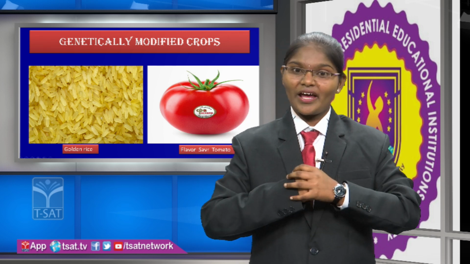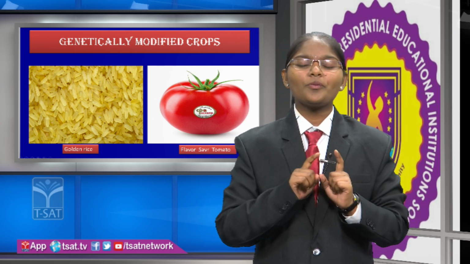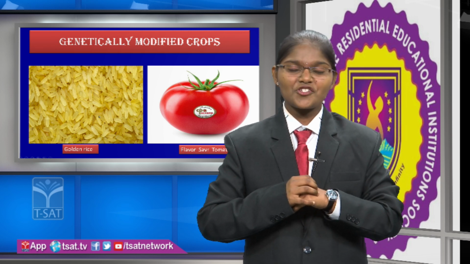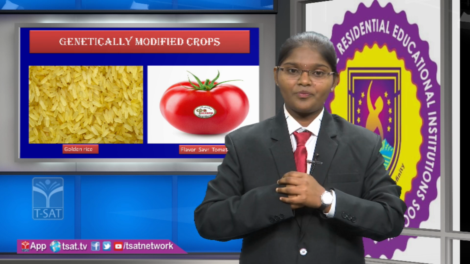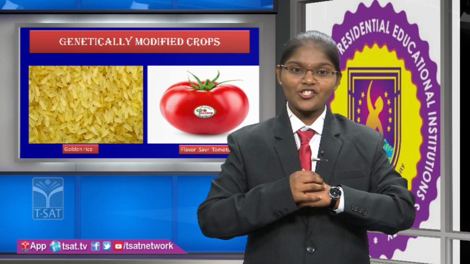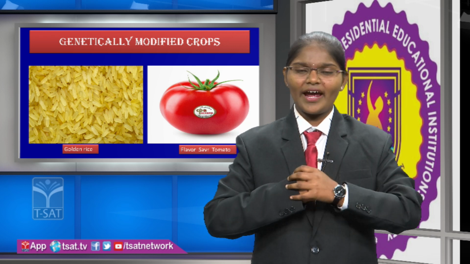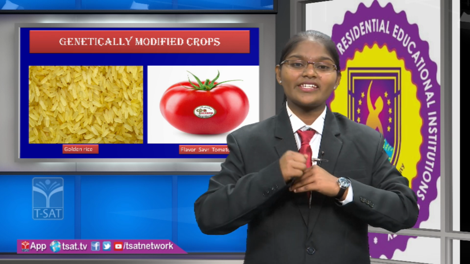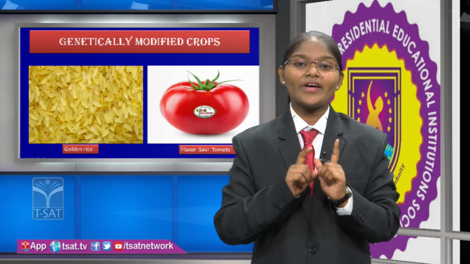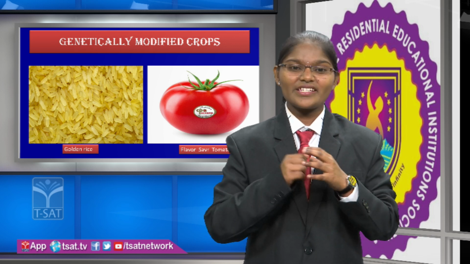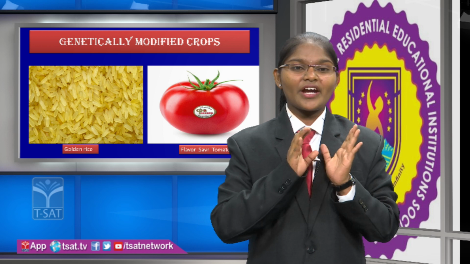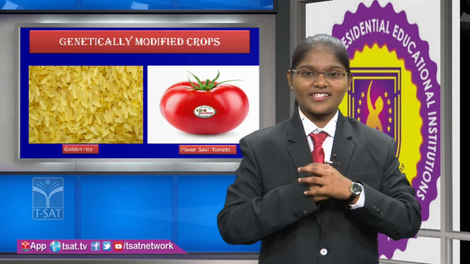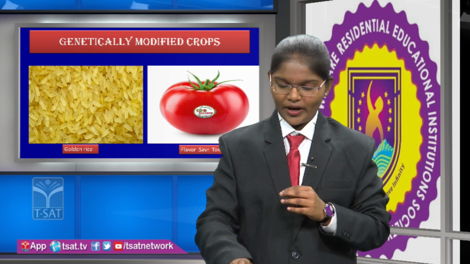Several transgenic plants are produced to meet the specific needs of agriculture and human life. Let us go for the applications of transgenic plants. Transgenic plants having resistance to pests and pathogens. The best example for this is transgenic papaya, which is resistant to papaya ring spot virus.